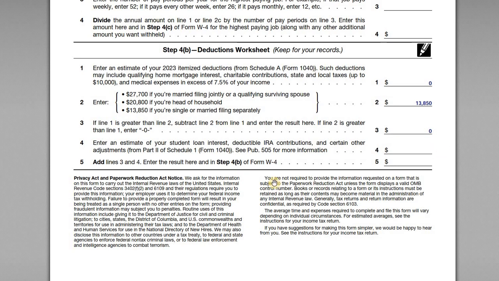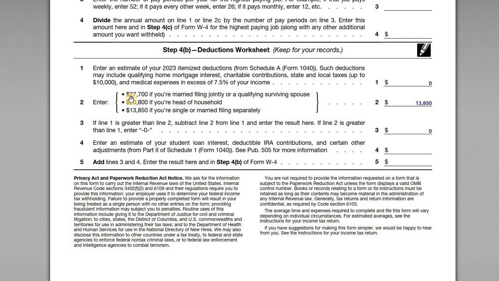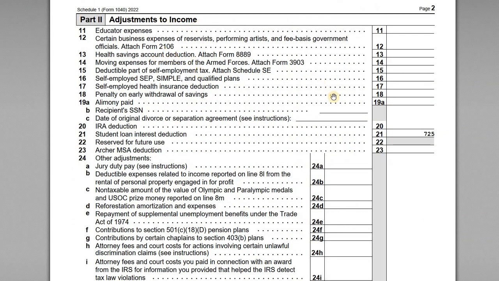So line 4 is where we enter an estimate of student loan interest, deductible IRA contributions, and other adjustments, Part 2, Schedule 1, that we might have during the tax year. Okay, so John knows, all right, well, I'm definitely going to have some student loan interest. Remember, if we look at his fact pattern here, he paid $725 in 2022, and he anticipates he's going to owe $715 in 2023. Now remember, on his Schedule 1 here in the adjustments section, this is from, again, his 2022 tax return. There we can see on line 21, he took a $725 deduction for student loan interest.